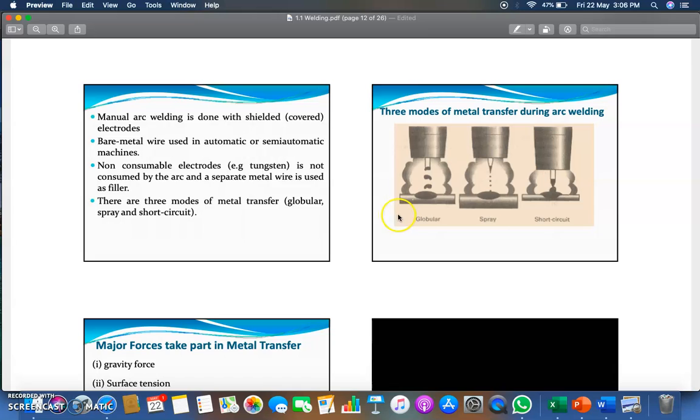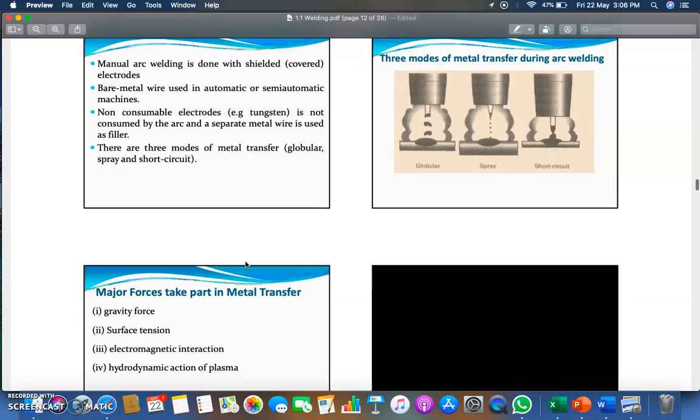Let's see the picture of that. These are the three modes of metal transfer during arc welding. The first one is globular, where metal transfers from the electrode to the workpiece you are joining. This is spray, in the form of spray, and this is short circuit, the short circuit way of metal transfer during arc welding.